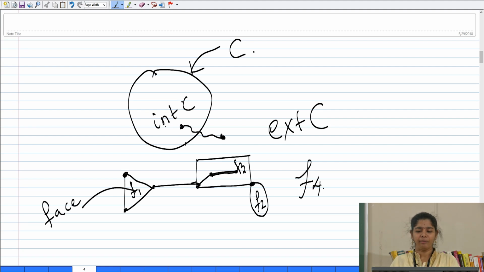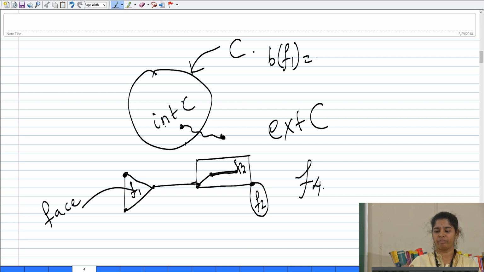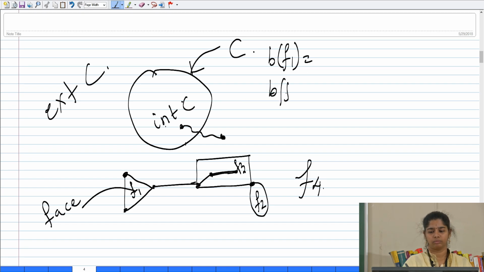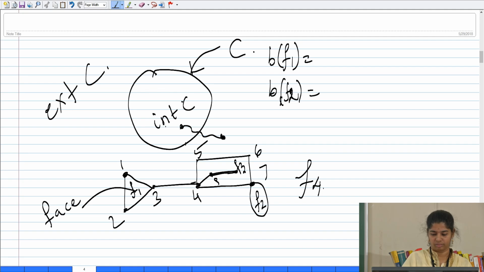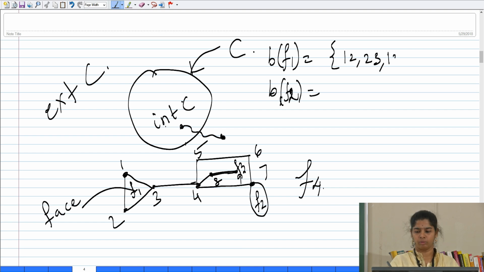Now, can you tell me the boundary of each of these faces? Let me write the boundary B of F1. What are the edges that comprise the boundary, that is what I am going to ask. So, the 3 edges, oh, I did not give you the labels for this, so let me do that. Now I guess it becomes easy, the boundaries are 1 2, 2 3 and 1 3 or 3 1, anyway we are in an undirected graph.